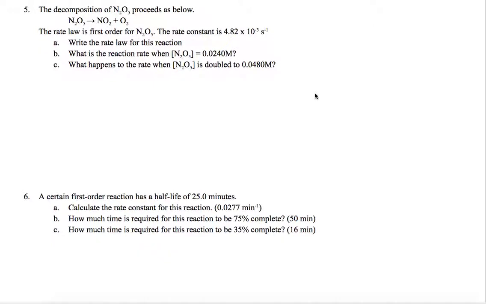Number 5 is going to be the exact same thing. We're just going to be dealing with a first order reaction here where we have the constant and we have some concentrations. So the concentrations are 0.024 and 0.048. So we have just two different problems here related to that one reactant. I'm not going to go through the problem for this, but I will go over the answers.